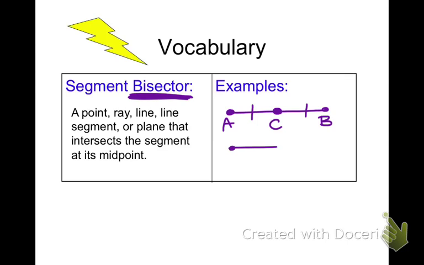Or maybe we have a line bisecting it. So again, let's put C in the middle. And let's put a line going through point C. Let's call that line M. That would be a segment bisector. Okay? So pretty much anything that cuts through the middle of a line segment, we see something being bisected at the midpoint.